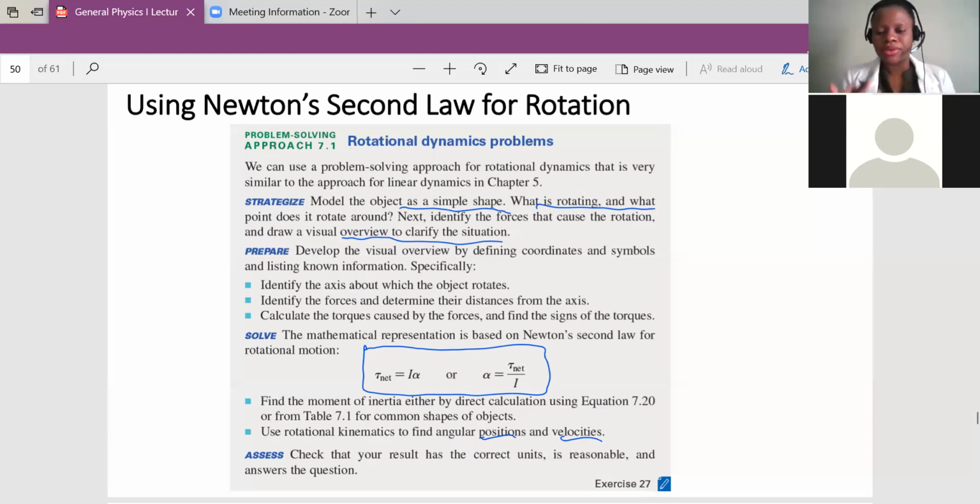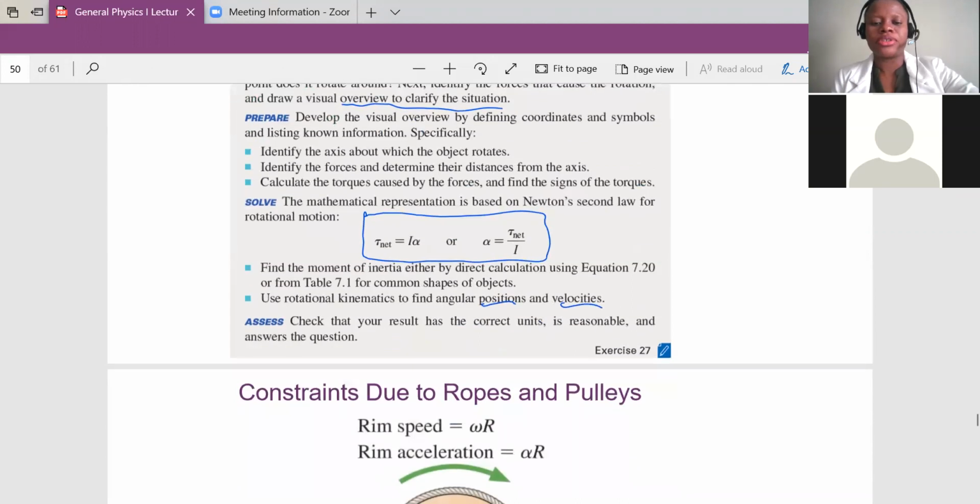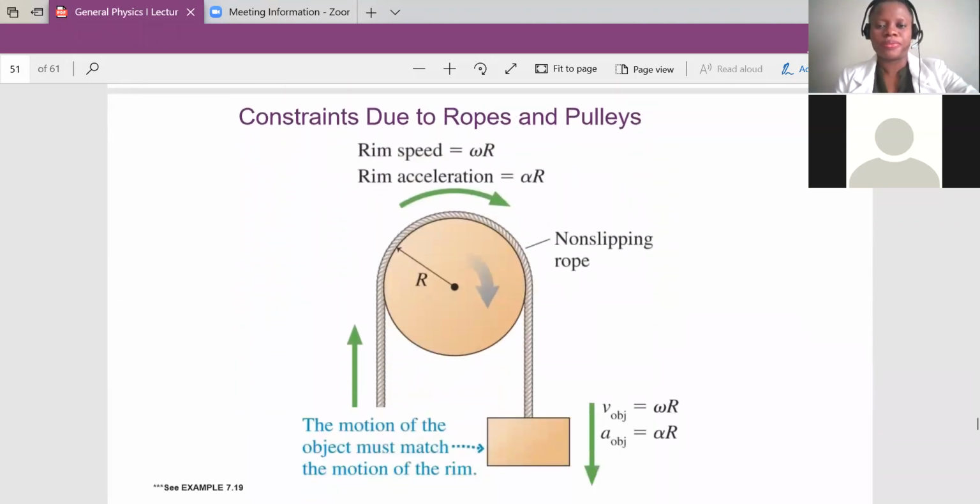The same equations apply, right? The only difference is in the terminologies. Where you say acceleration for linear, you say angular acceleration for rotational. Okay, so it's nothing strange from what we used to know.